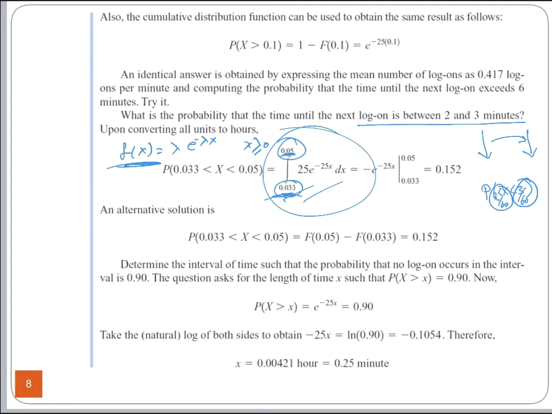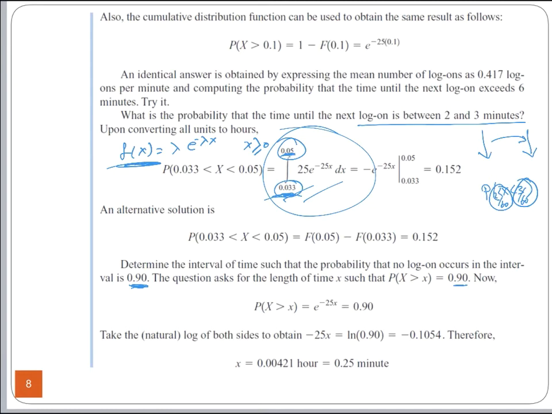Now the next one says determine the interval of time such that the probability that no logons occurs in the interval is 0.9. Remember, we have done that using the Poisson distribution before. In this case, you can also do this using the exponential distribution. So for the Poisson, you were looking for the probability that x is equal to 0 is this value, and your unknown is the interval t, right? And then we have solved an example similar to that in the case of the Poisson distribution.